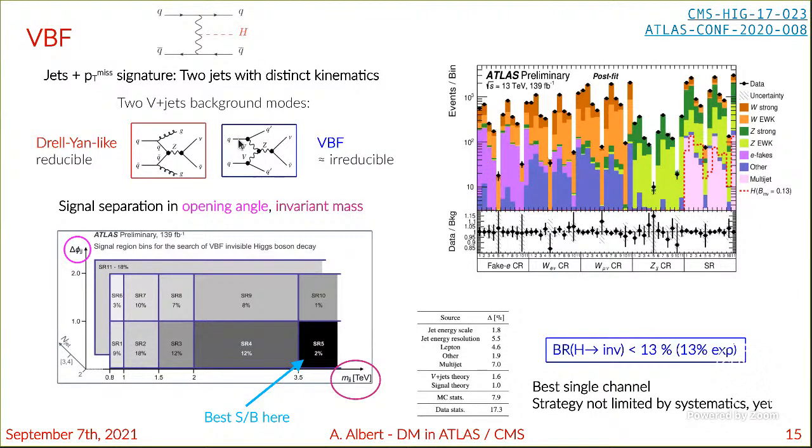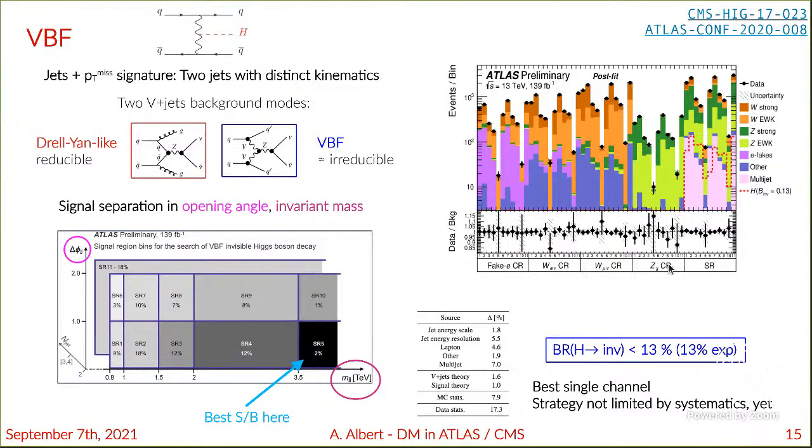But you're always going to be stuck with this background simply because it just looks like the signal. On the right-hand side, you can see the money plot from the ATLAS result here for full run 2. And you can see again, already based on the plot, there are the signal regions, but also the control regions.